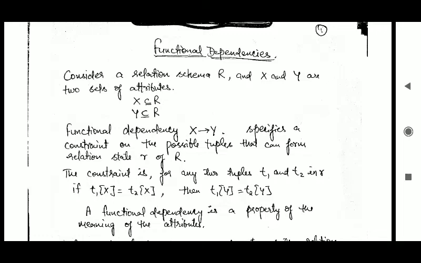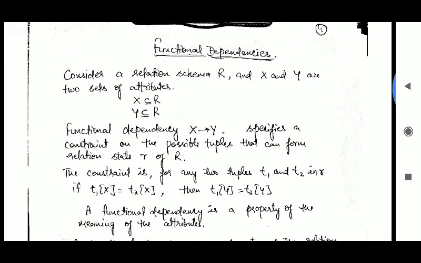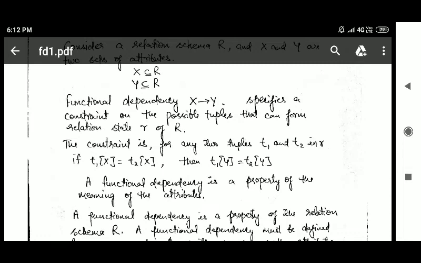Hello friends, welcome back. In this tutorial, we will study functional dependencies. So what is a functional dependency? Suppose there is a relation schema R, and X and Y are two sets of attributes such that they both are subsets of relation schema R. Now, the functional dependency X implies Y, right? The functional dependency X implies Y.